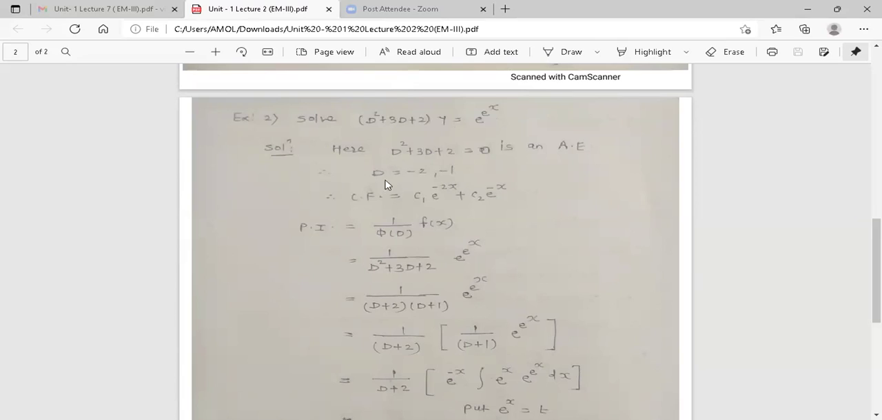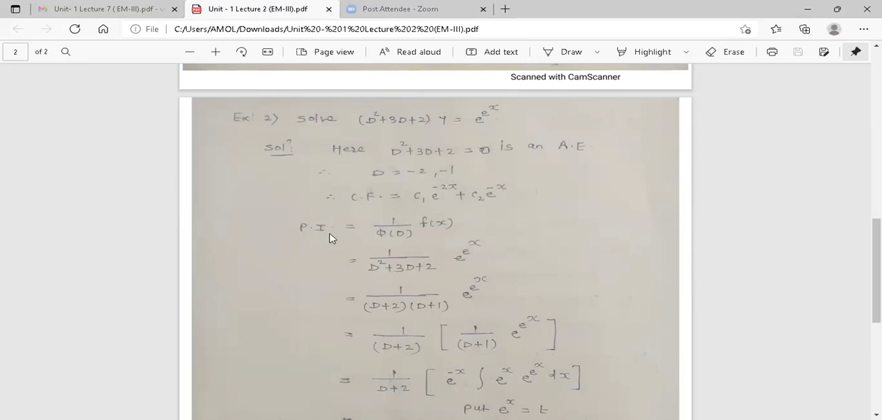So there are two factors, minus 2 and minus 1. These are real numbers and they are distinct. Distinct means different. So the complementary function is C1 e to the power minus 2x plus C2 e to the power minus x. Now the PI for the function here, the function is e to the power x.